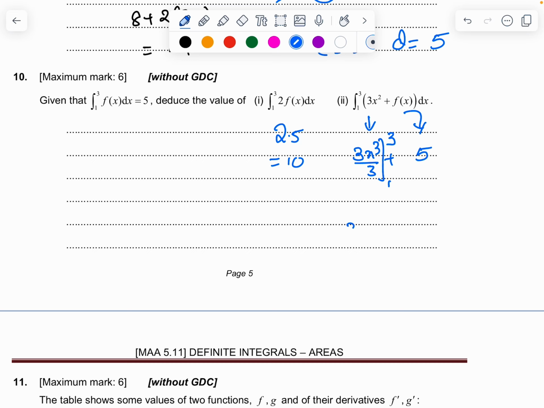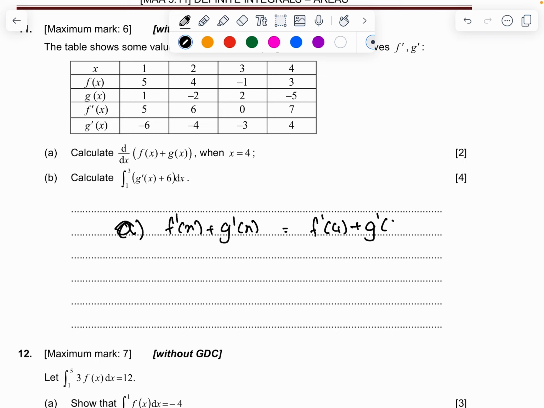Question number 11. X is given, f of x is given, g of x is given, f prime x is given, g prime x is given. Calculate the derivative of f of x plus g of x, which will be f prime x plus g prime x, and at x equals 4. So which will be f prime of 4 plus g prime of 4. F prime of 4 is nothing but how much? 7, and g prime of 4 is 4, which is 11.